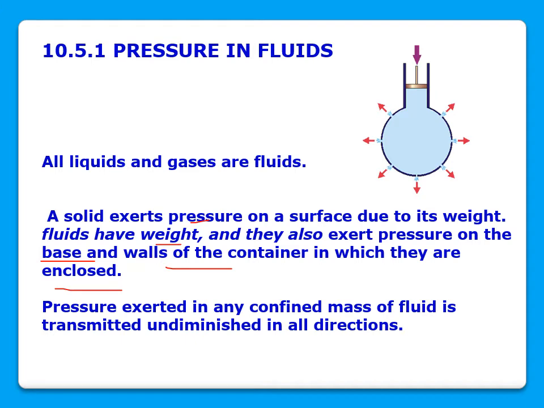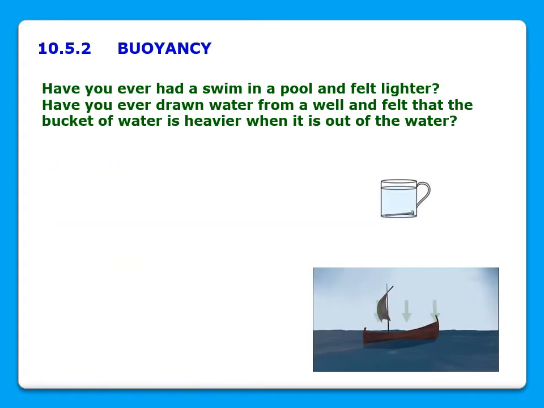Pressure exerted in any confined mass of fluid is transmitted undiminished in all the directions. Here in the picture you can see that this liquid is applying pressure in all the directions and the shape of the container is circular. So in all the directions it is applying a pressure.